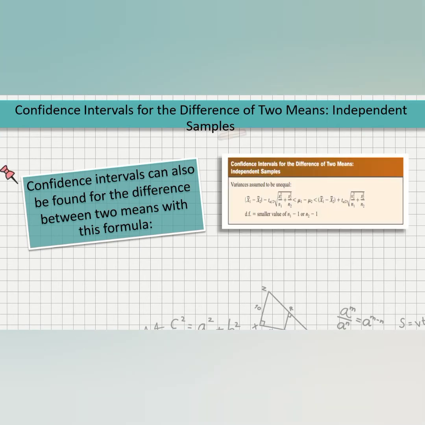Confidence intervals can also be found for the difference between two means. With this formula: (sample mean 1 minus sample mean 2) minus t alpha over 2 times the square root of variance of sample 1 over sample size 1 plus variance of sample 2 over sample size 2, is less than population mean 1 minus population mean 2, is less than (sample mean 1 minus sample mean 2) plus t alpha over 2 times the square root of variance of sample 1 over sample size 1 plus variance of sample 2 over sample size 2, with the degrees of freedom equal to the smaller value of sample size 1 minus 1 or sample size 2 minus 1.